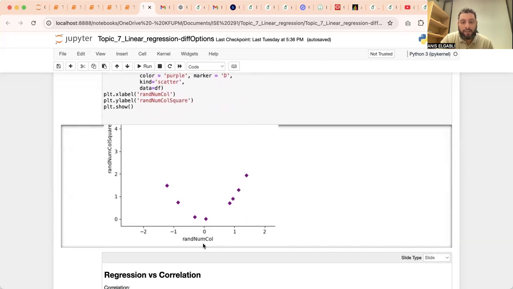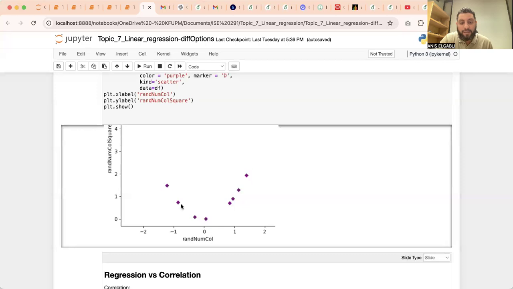It's using a normal distribution with mean 0 and standard deviation 1. These are randomly generated values. Let's say this is x and this is y, and I want to build a regressor between x and y. So y here is nothing but the square of x.